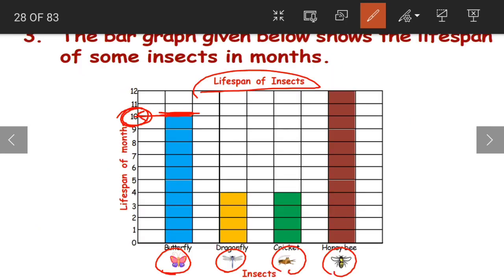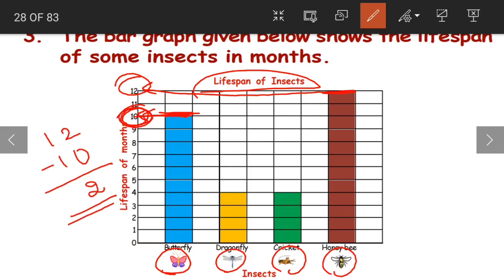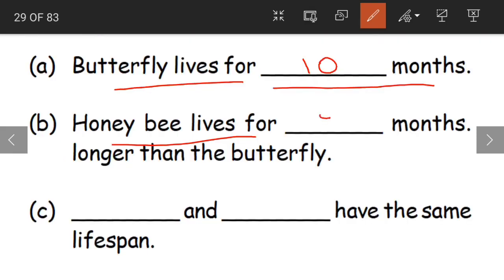Next, honeybee lives for dash months longer than the butterfly. Honeybee lives for how many months, children? 12 months. For how many months does butterfly live? 10. So what is the difference? 12 minus 10 is equal to 2. So a honeybee lives for 2 months longer than the butterfly.